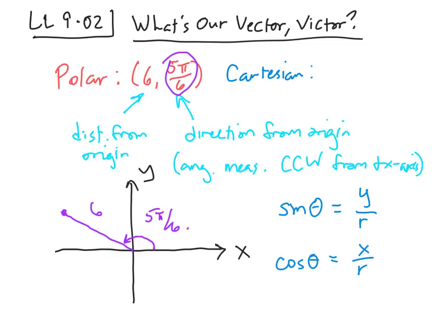And theta there can be anything. It can be between 0 and pi over 2. It could be greater than pi over 2. It could even be greater than 2 pi.